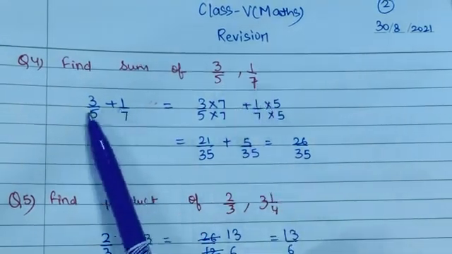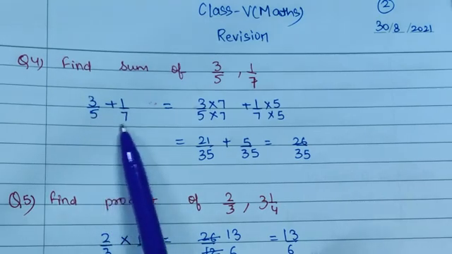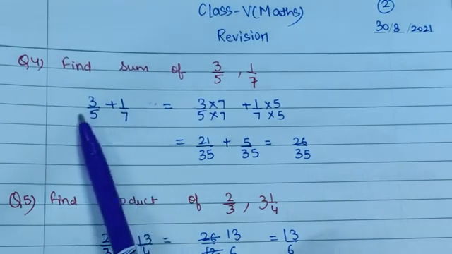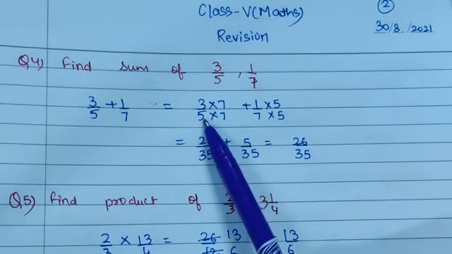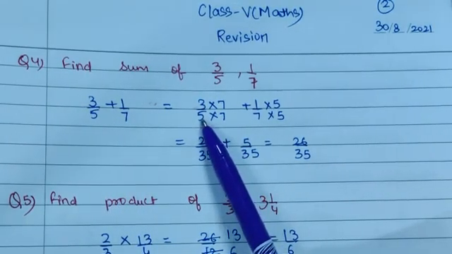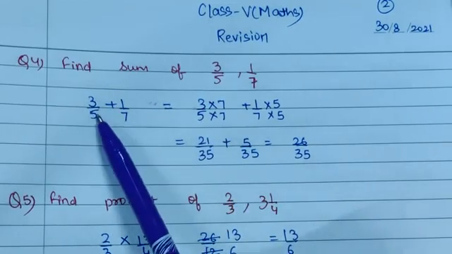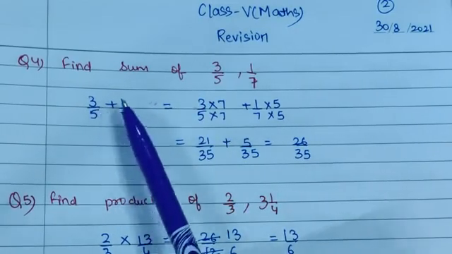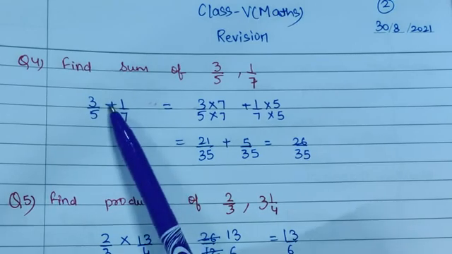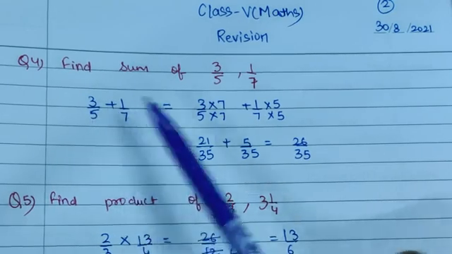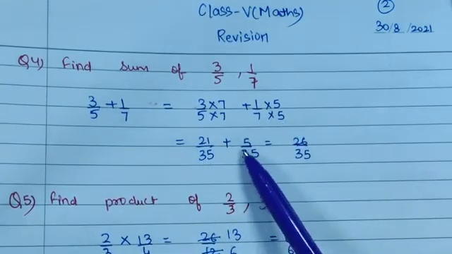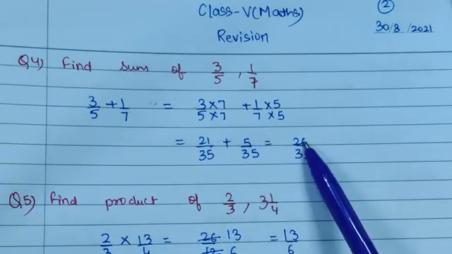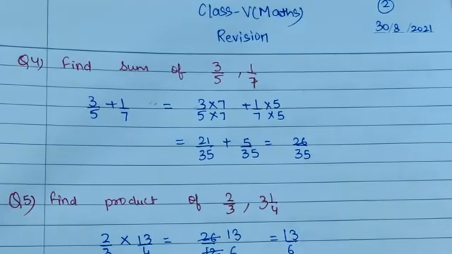Now let us find the sum of 3 by 5, 1 by 7. We have to find their sum. Now first of all we have to make the denominator same. And how we make the denominator same? We just multiply with their opposite denominator. Like 3 by 5 will multiply with 7 by 7, and 1 by 7 will get multiplied with 5 by 5. We get 21 by 35, 5 by 35. On adding, we get 26 by 35.